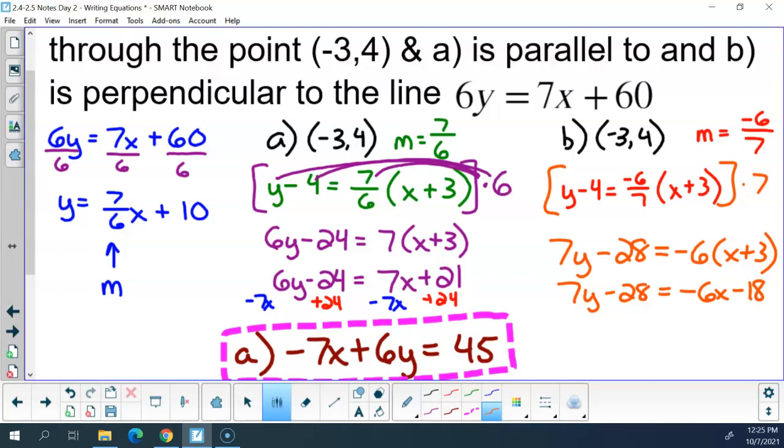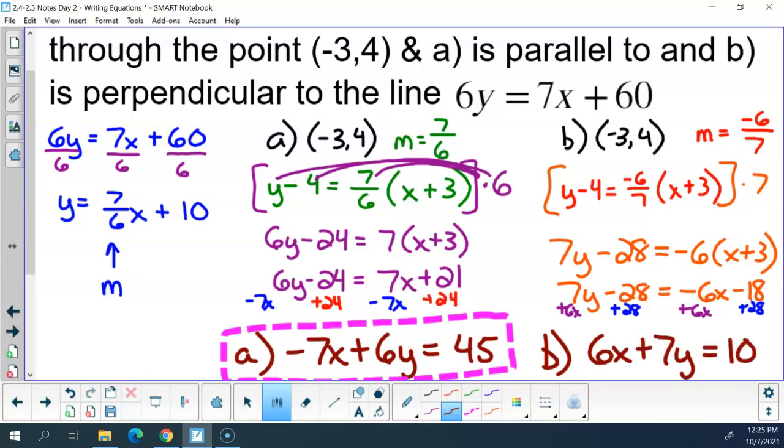Gotta get the subtract 6x 28 over there, so plus 6x. Add 28. No, why would you subtract 18 from 28? You would add 28. So I get 6x plus 7y equals 10. Yeah, alright.